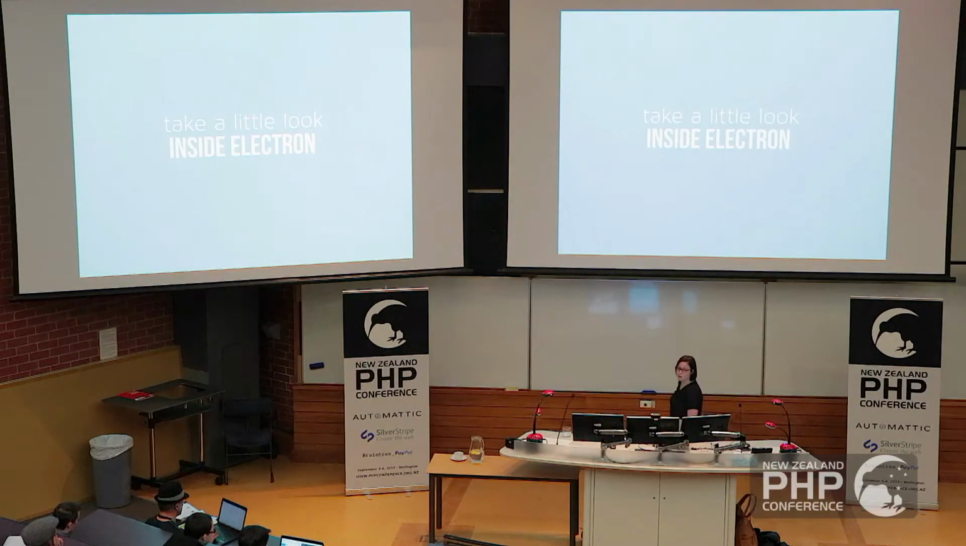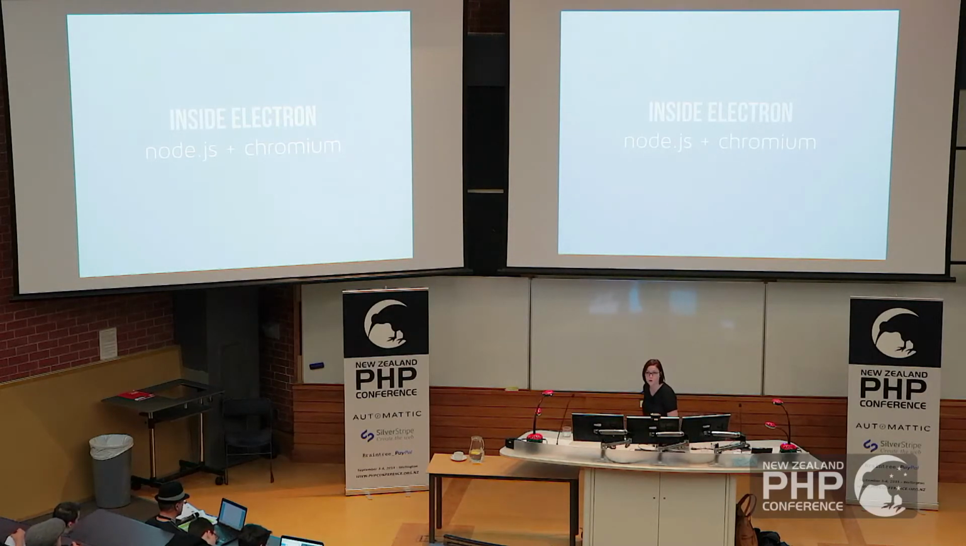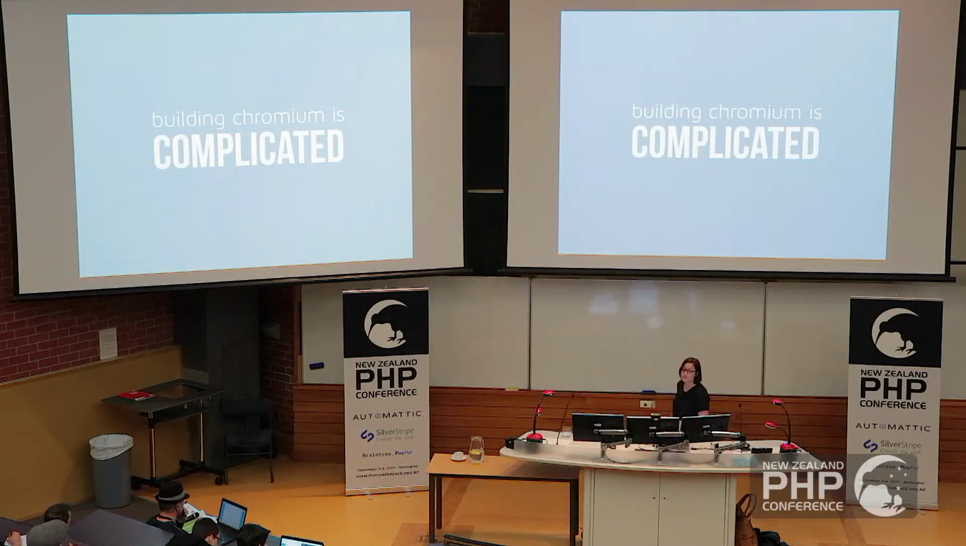If we were to crack open an Electron app, like Atom, for example, and take a look behind the curtain, we'd see that it combines Node with the open source web browser project that makes up a lot of the code of Google Chrome, the Chromium project. If anyone's tried building Chromium from scratch, or for each of the different platforms, you'd know that it's pretty complicated. It's not an easy task.